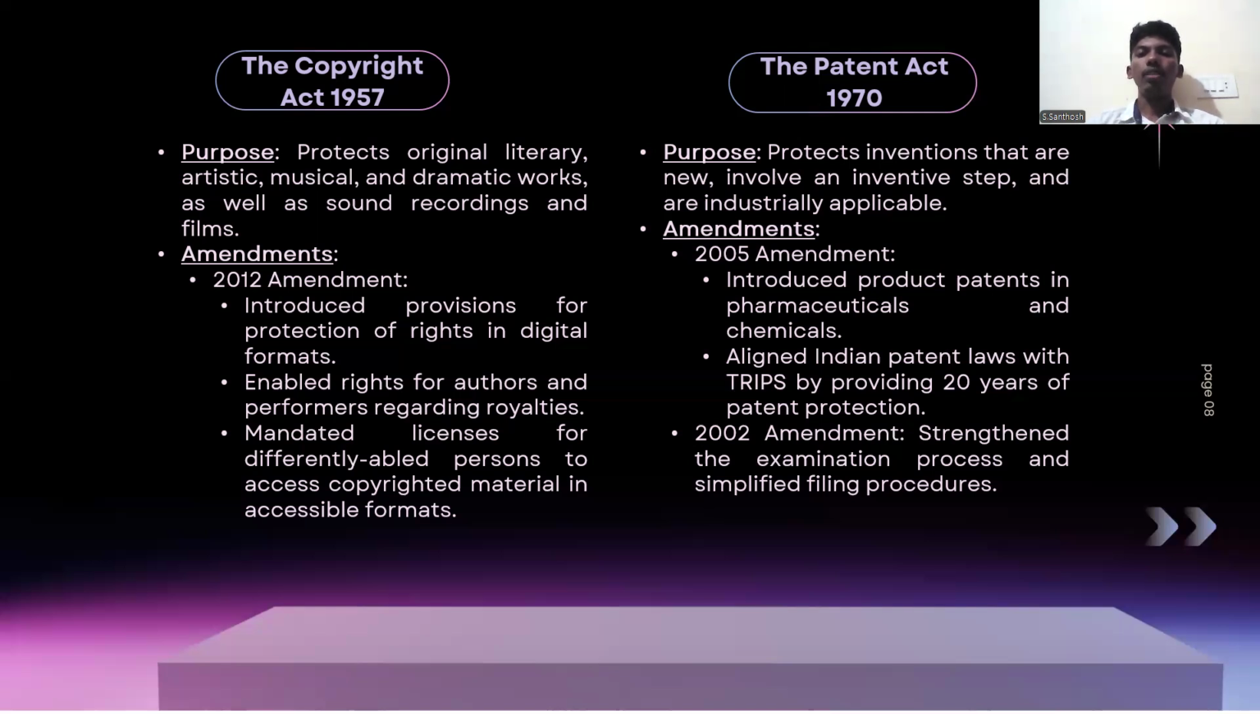Now, looking at the Patent Act of 1970, the purpose of this act was to protect inventions that are new, involve an inventive step, and are industrially applicable. And the amendment for this act was done in the year 2005. It introduced product patents in pharmaceutical and chemical innovations, or the formulas that were being used in the formation of the innovation. And it aligned Indian patent laws with TRIPS by providing 20 years of patent protection. There was another amendment made in 2002, that was before the 2005 amendment. It helped to strengthen the examination process and simplified filing procedures.